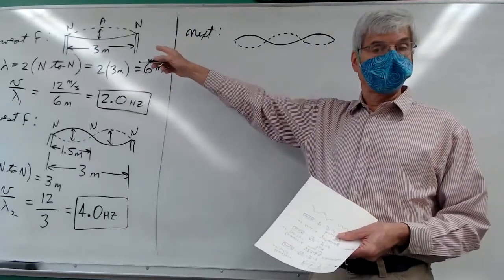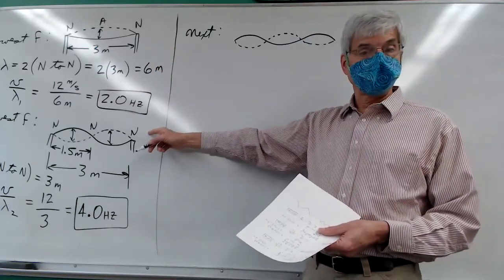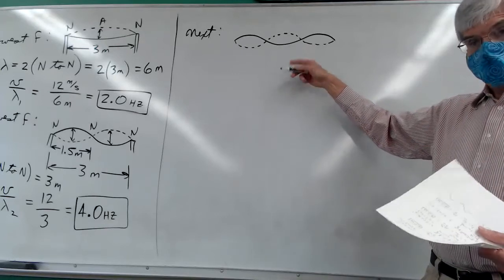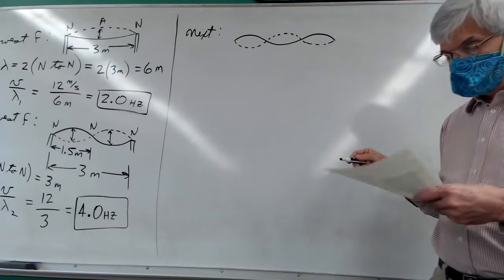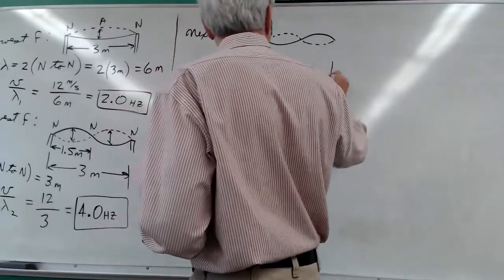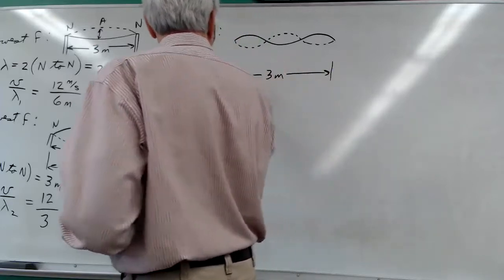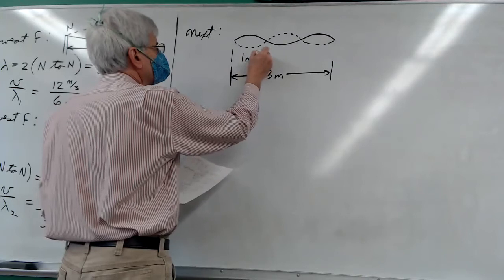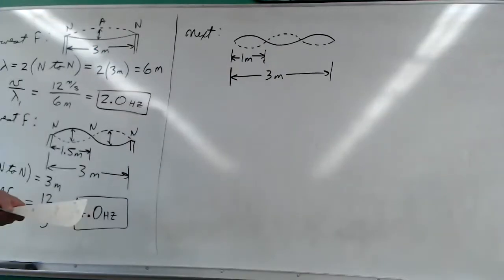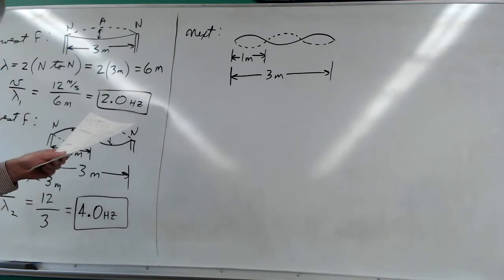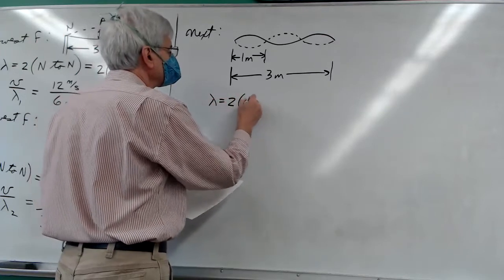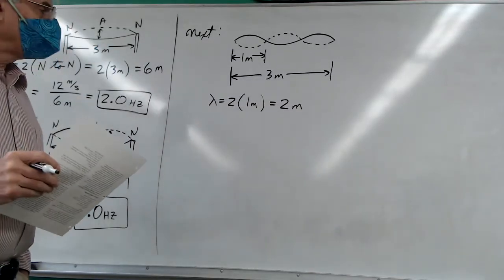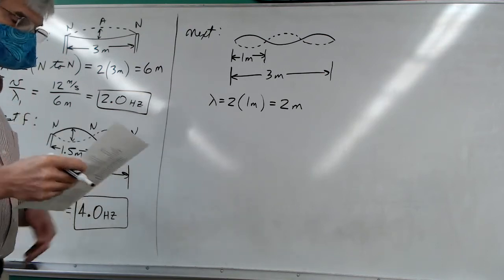First frequency, it vibrated with 1 node to node segment. Second frequency, it vibrates with 2 node to node segments. Probably no surprise that for the third frequency, the mode of vibration would have 3 node to node segments. If you take 3 meters and divide it into 3 equal pieces, each of those pieces is 1 meter long. So as always, the wavelength is twice the distance from one node to the next.